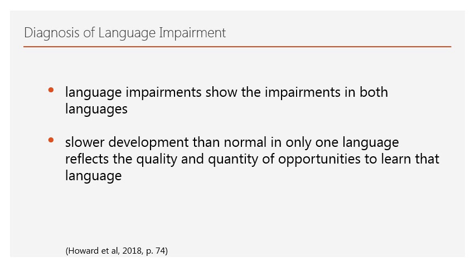Another important issue that was addressed was the diagnosis of students in the dual language program that might have a language impairment. It was also noted that language impairments will show up in both languages, not just in one, and that if you have a student who is having a slower development than normal in only one of the languages, then it usually reflects that their quality and their quantity of opportunity to learn in that language has been compromised in some way due to some other factor. But if a student has a language impairment, then it's going to show up in both languages.